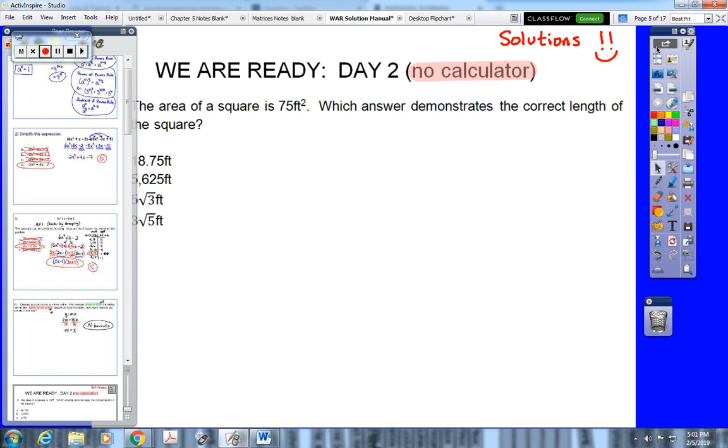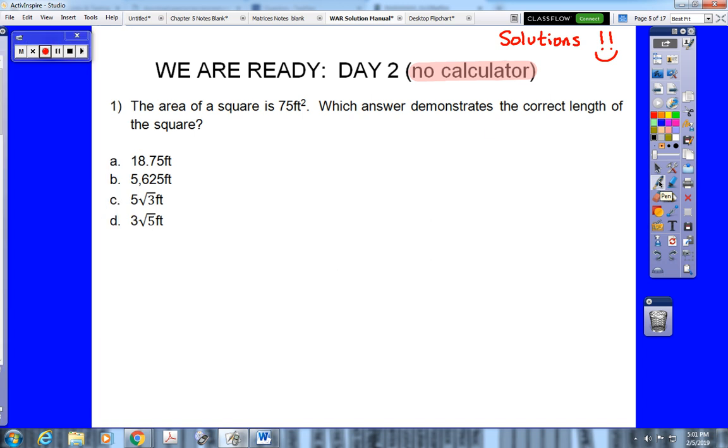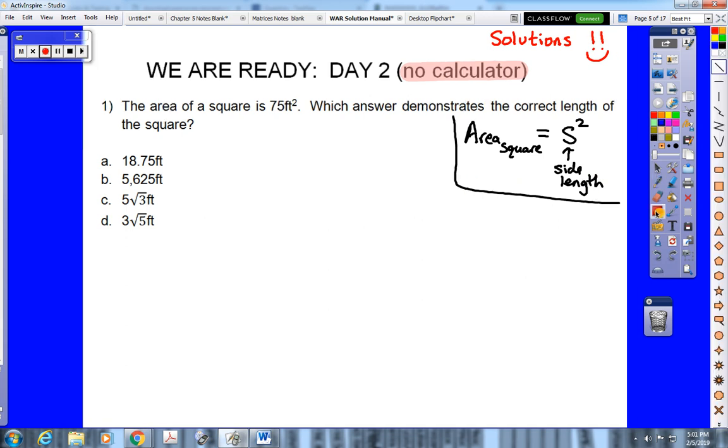The area of a square, basically a square is a rectangle. So the area of a square is length times width. But in a square, the length and the width are the same. They're both known as the side length. So you should realize that the area of a square is the side length squared.